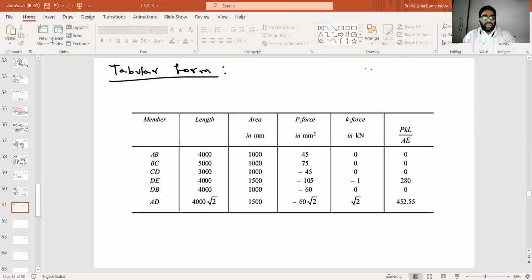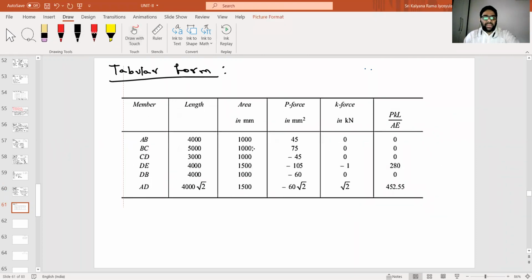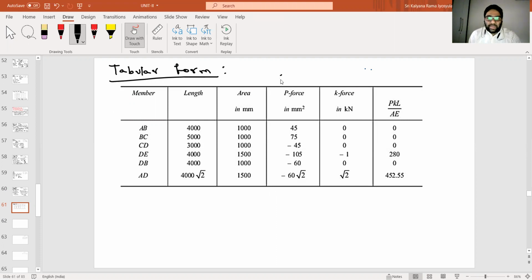So this is the tabular form to calculate the forces in all the members of the truss. You can see that carefully. All the member lengths are known. AD is inclined, so 4000 root 2. The area of AD and DE is 1500, others are 1000. P we got it. This is K due to unit load. This is due to external load, and this is due to unit load. And now see P K L by A E.